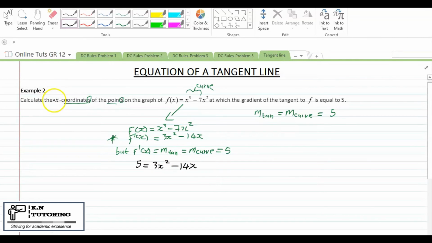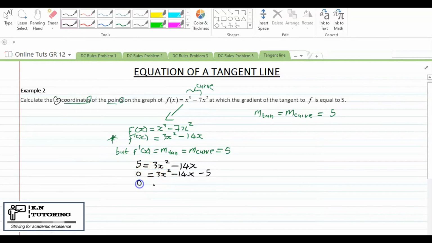So I can substitute and say 5 is equals to 3x squared minus 14x. Remember, I must calculate the x coordinates. So I have to factorize this. This will be 0 is equals to 3x squared minus 14x minus 5. What did I do? I took my 5 from the left hand side to the right hand side and I changed the sign. This is what is known as the law of conservation of mathematics. What you do on the left, you also do on the right.